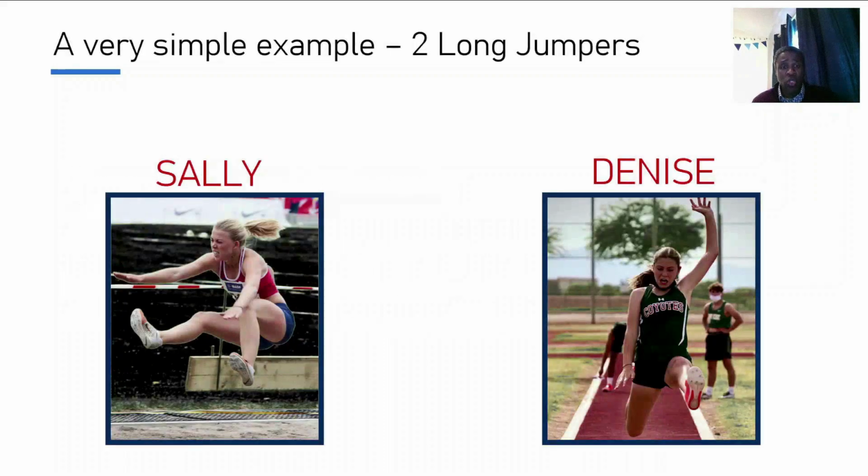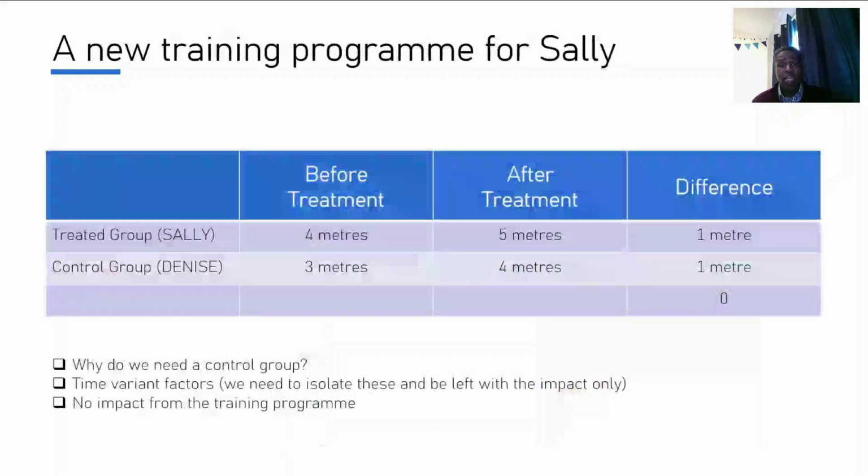I'm going to use two high school long jumpers, 16-year-olds. One is called Sally and the other one is called Denise. They both have aspirations of going to the Olympics, etc. But one of them is going to have an Olympic trainer coming in to train her during the midterm semester. So Sally is going to have that Olympic athlete coming to train her, whereas Denise is not. And we'll show how this actually works.